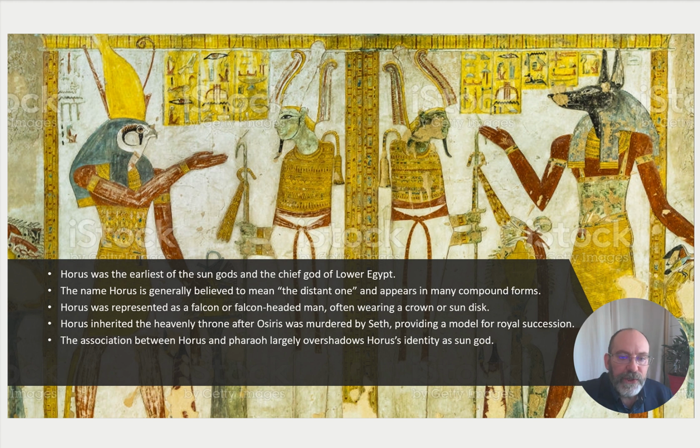The name Horus is generally believed to mean "the distant one" and appears in many compound forms. Horus was represented as a falcon or a falcon-headed man, often wearing a crown or a sun disk of some type. Horus inherited the heavenly throne after Osiris was murdered by Set, providing a model for royal succession.